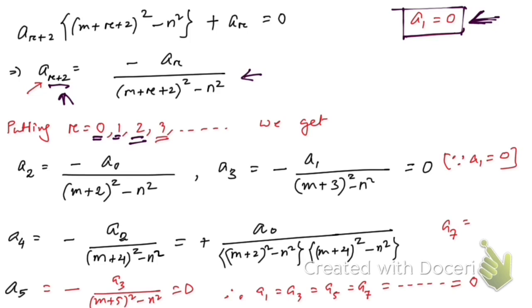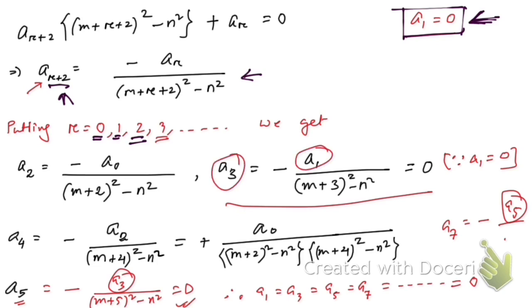Because a7 will be equal to minus a5 by something, and a5 we have already got as 0. Why is a5 equal to 0? Because we have a5 equal to minus a3 by something, and a3 is already equal to 0. Why is it 0? Because a3 is equal to minus a1 by something, and a1 is already 0. We determined that one first, right? So putting those values, we have got these terms equal to 0. Hope you have understood the logic behind it.